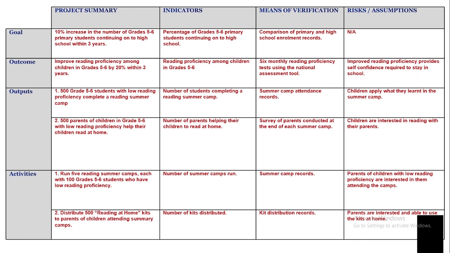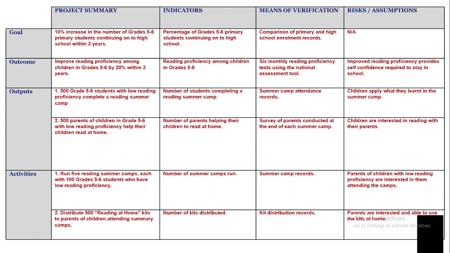So first, we're going to look at one here, where we have our goal, which is a 10% increase in the number of grades 5 to 6 primary students continuing on to high school within 3 years. Our outcome that will help us see that we are achieving this goal is to improve reading proficiency among children in grade 5 to 6 by 20% within the 3 years.